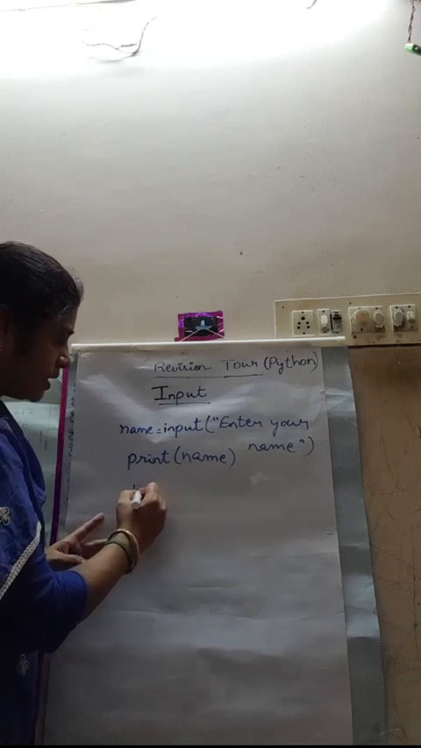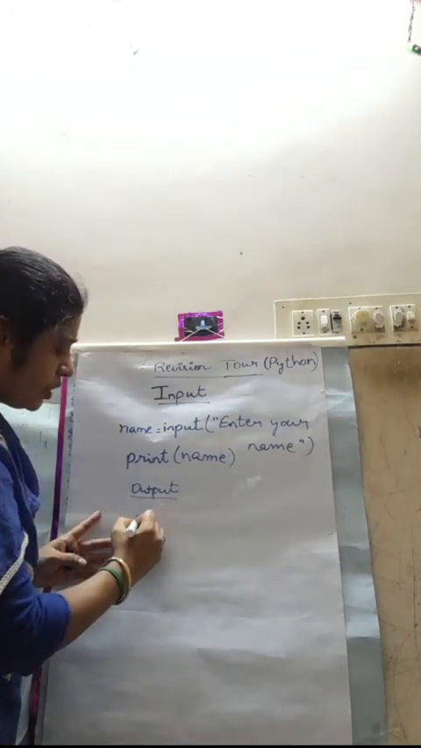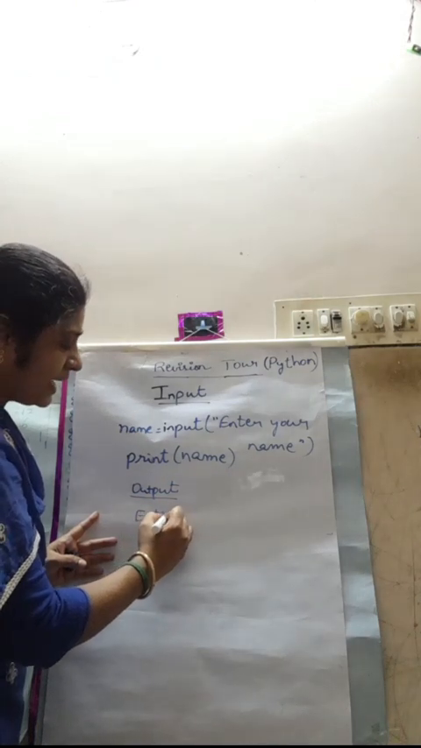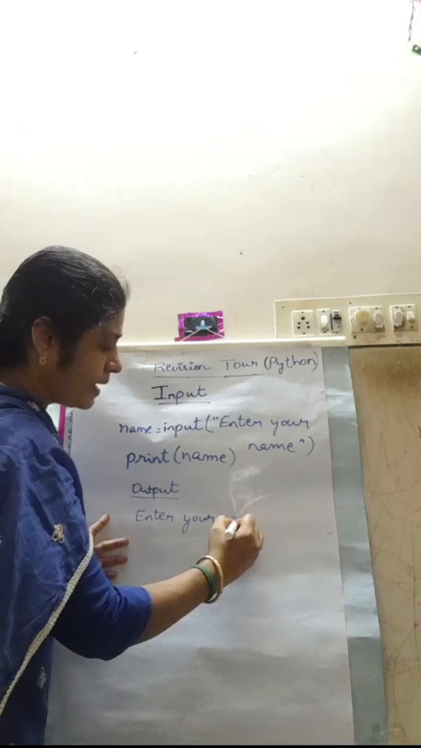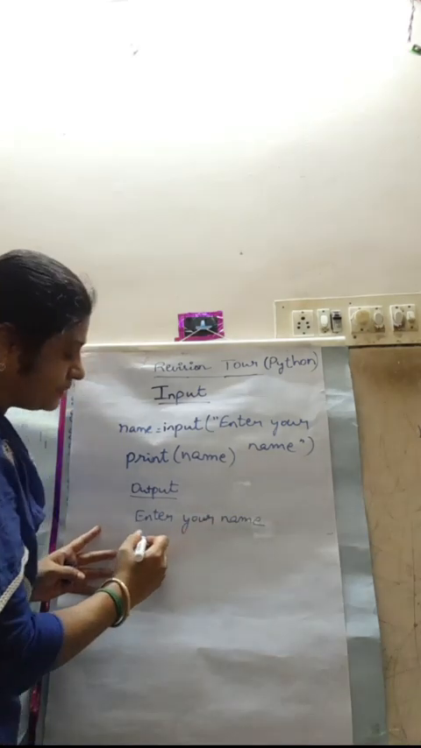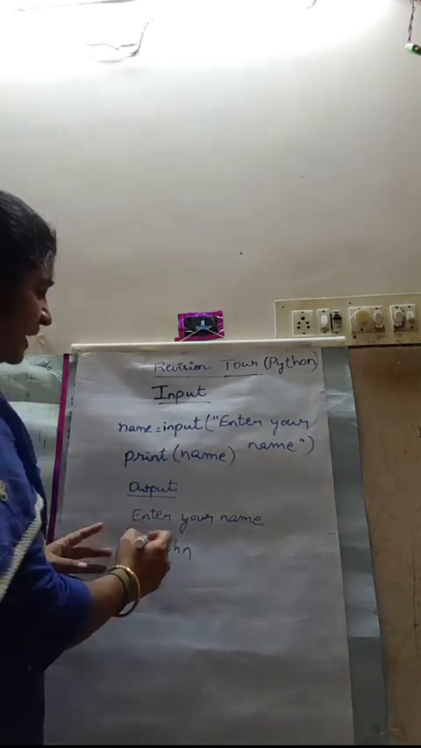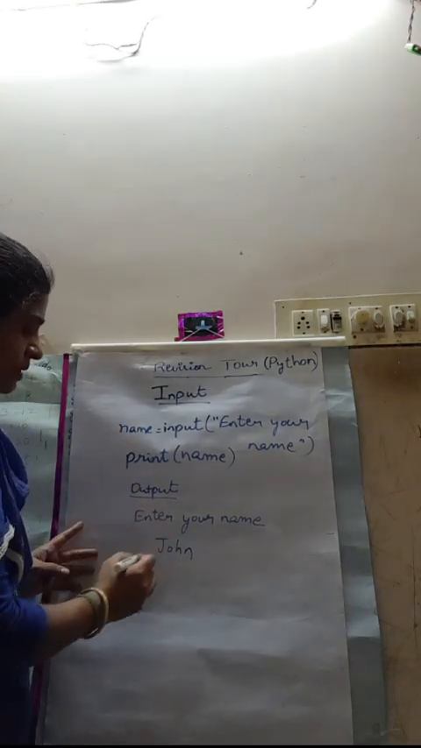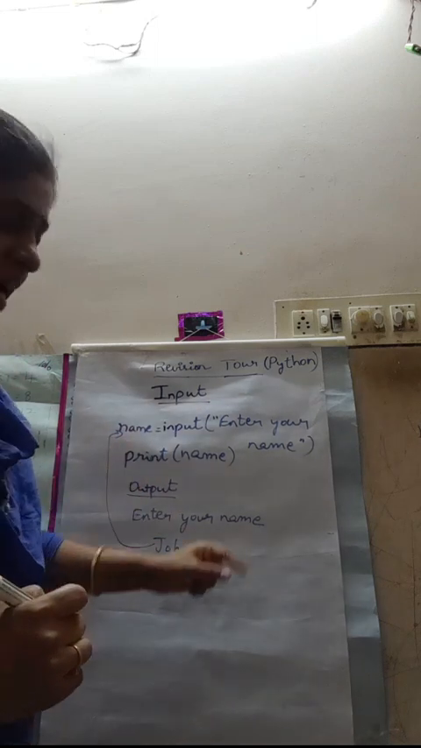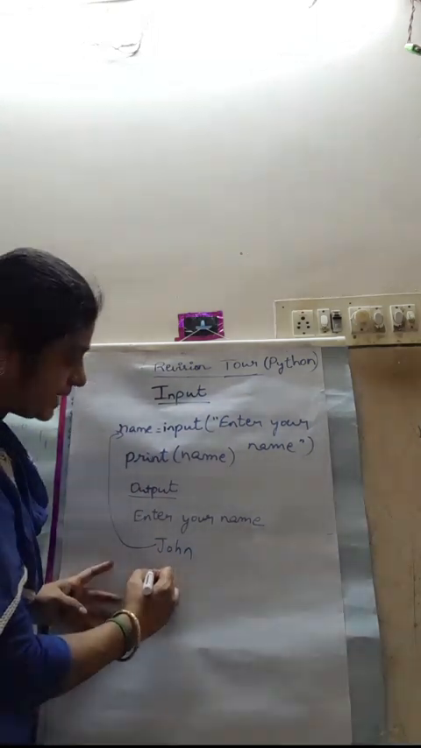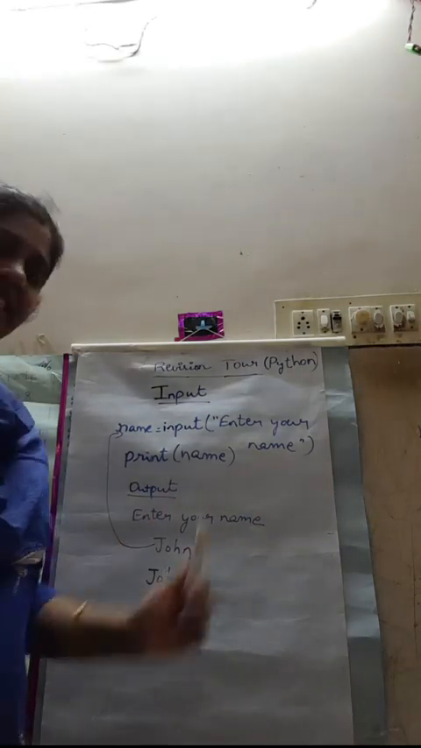Now that value, if you are storing in variable name, what will exactly happen is in the output, you will get the message, enter your name. And suppose if you enter John, so John will get stored in the variable name. And when you print name, what will happen? You will get the value as John. So this is a simple input statement.